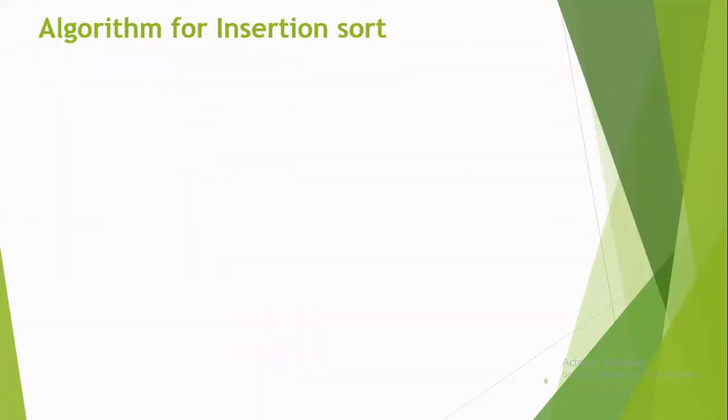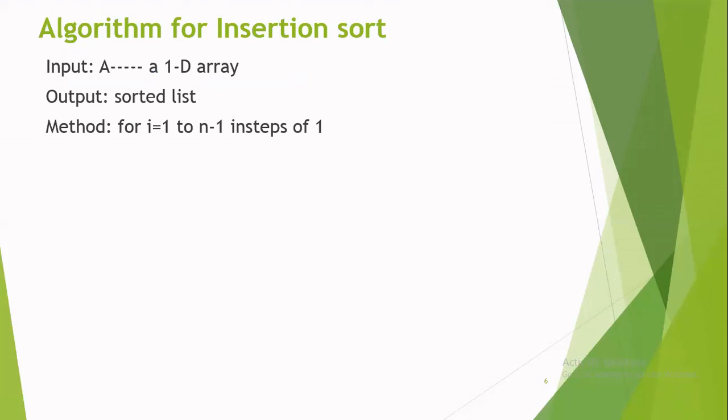Now let us look into the algorithm for insertion sort. While writing an algorithm, you should remember how we manually performed insertion sort. If you understand the process, understanding and writing an algorithm is quite easy. The input for this algorithm is a one-dimensional array, a list of unsorted elements, and the output of this algorithm is a sorted list.